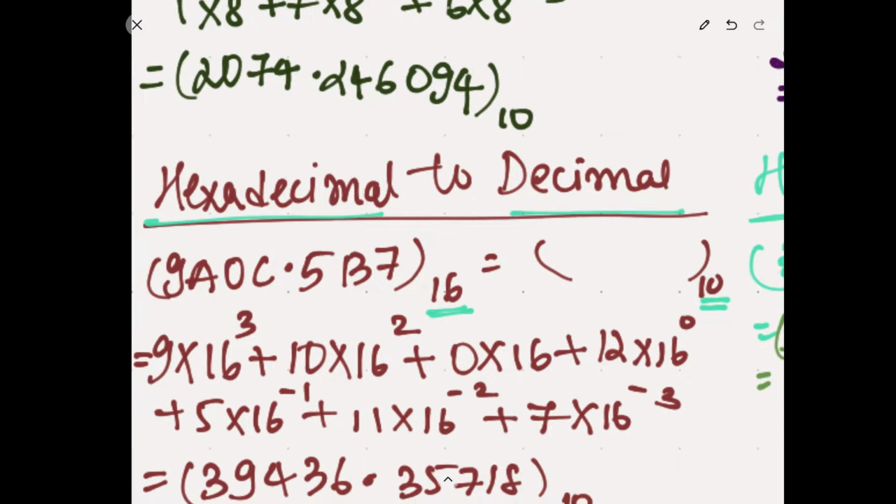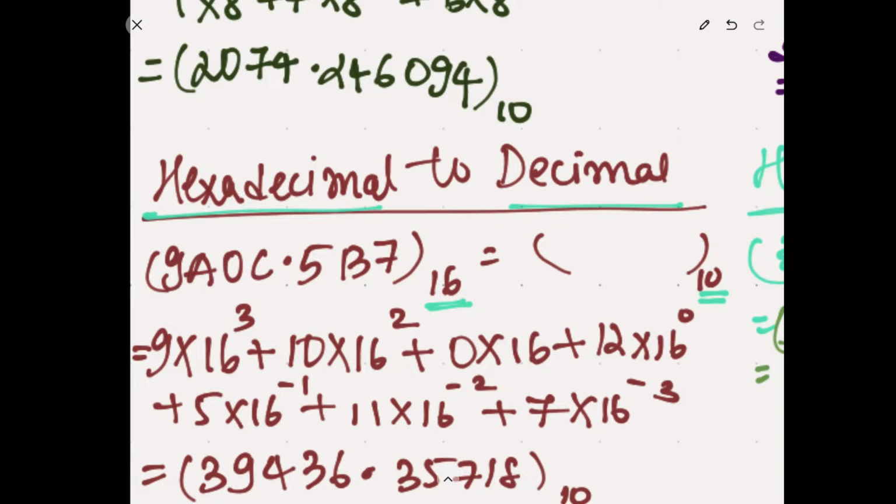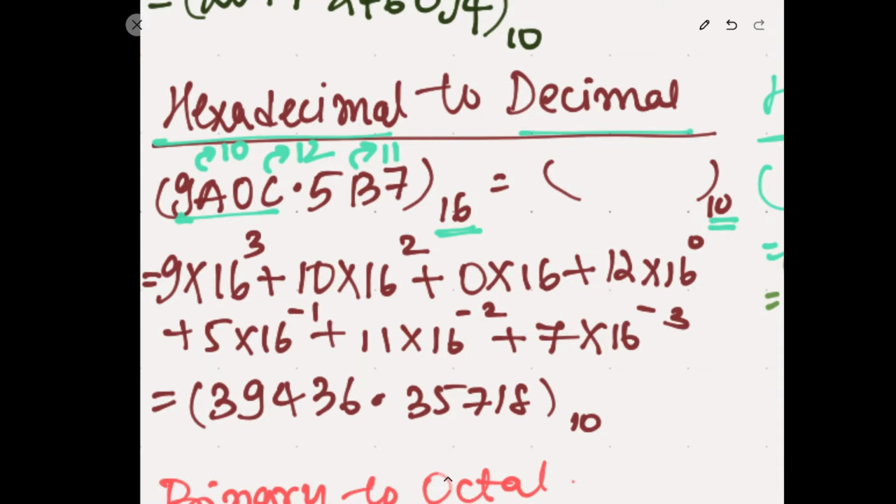We are again going to be following the same technique that we were doing earlier. Before the decimal point, there are 4 numbers. Here A represents 10, C represents 12, and B represents 11. So you're following these.